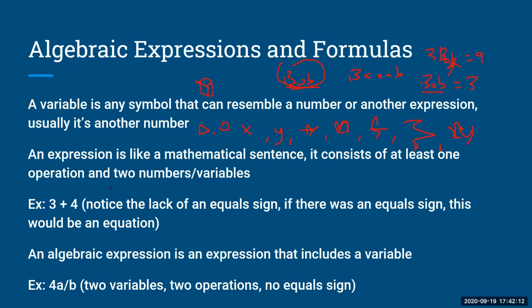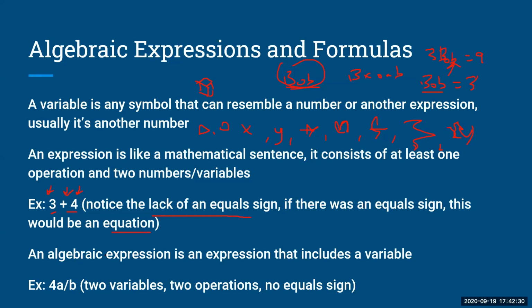Yeah. So an expression is like a mathematical sentence, consists of at least one operation and 2 numbers or variables. So 3 plus 4 is an expression. There's no equal sign, because if there was an equal sign, it'd be an equation. There's one operation, the plus, and there's 2 numbers, 3 and 4.